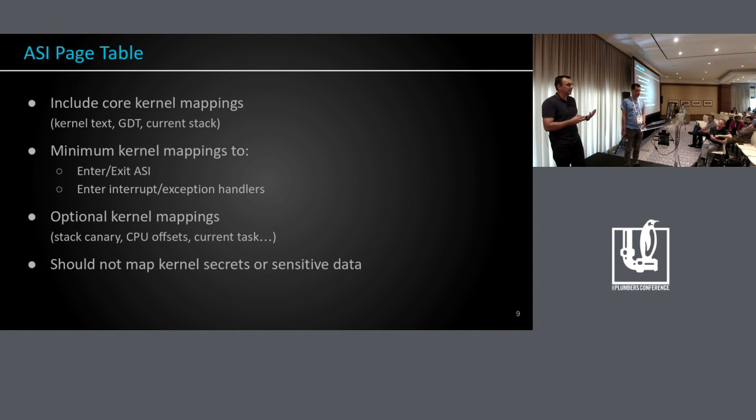There are optional mappings, but they are not mandatory for just entering and exiting ASI. But most of the time, you will need them if you have fairly some code to run, because most of the code is going to use them. You've got the stack canary that you need for some functions. Often you will need to access CPU variables, so you need a CPU offset, and sometimes you also need the current stack to be accessible. But the idea is that you are going to map what you need, and you try not to map any secret or sensitive data in that address space.